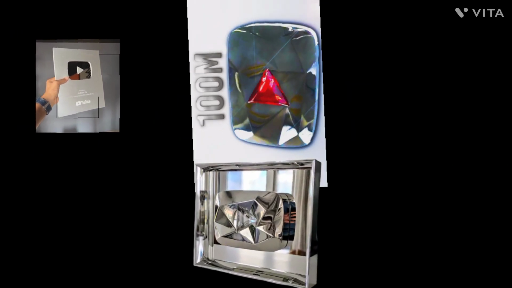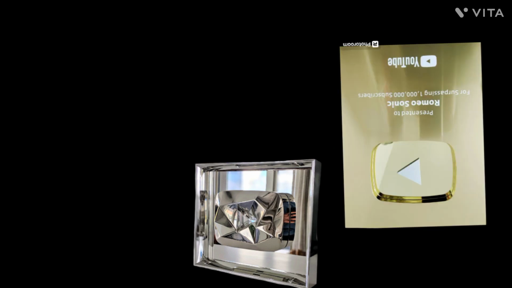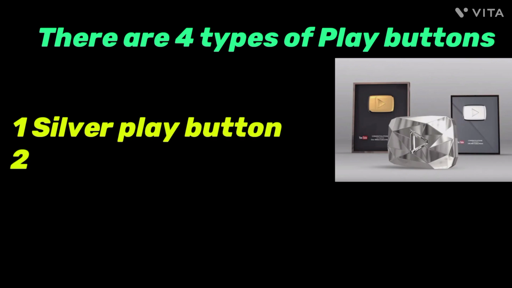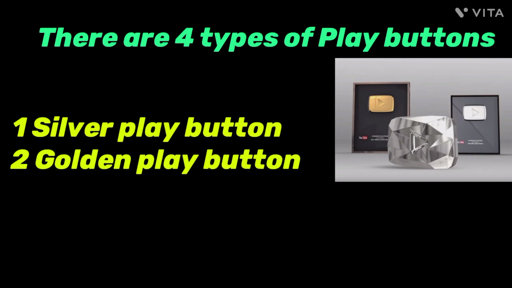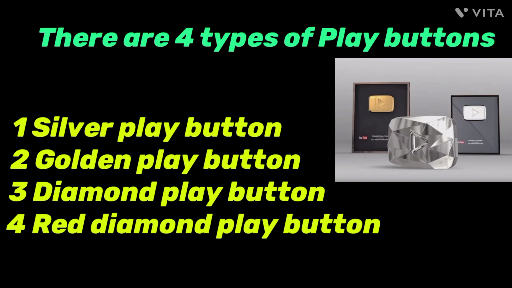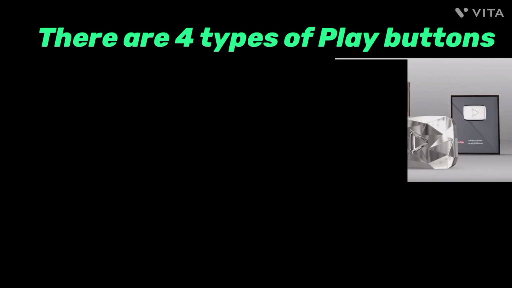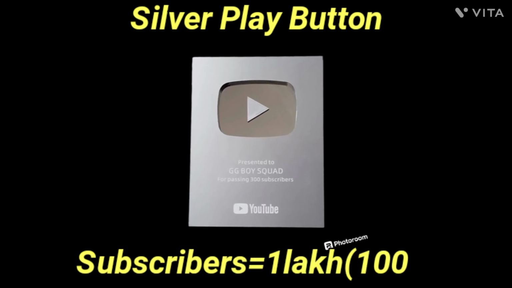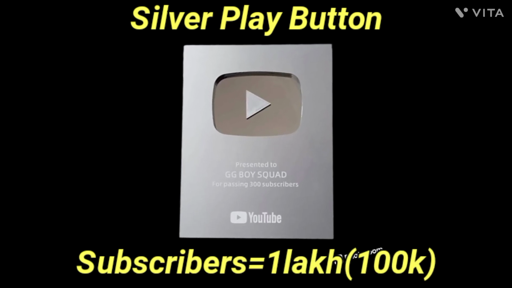YouTube gives play buttons to content creators who are eligible for them. There are 4 types of play buttons. Number 1, silver play button. Number 2, golden play button. Number 3, diamond play button. Number 4, red diamond play button. Start with the silver play button. For a silver play button, a YouTube channel needs a minimum of 1 lakh subscribers.